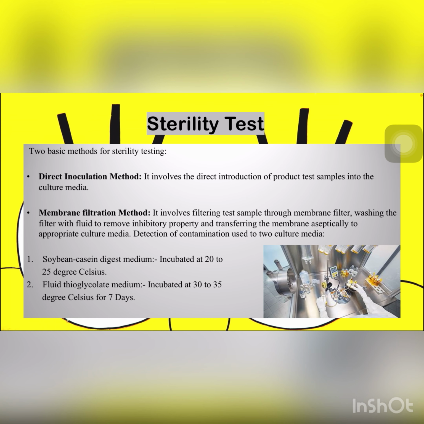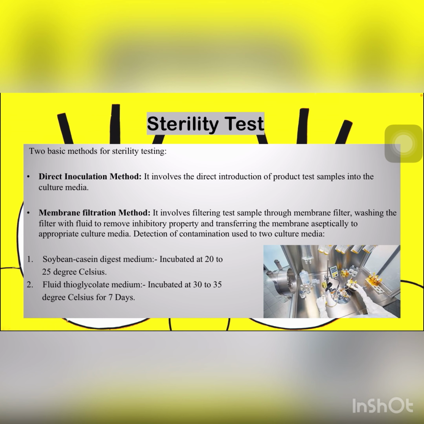The two basic methods for sterility testing are as follows. First is the direct inoculation method. It involves the direct introduction of product test samples into the culture media. Second is the membrane filtration method. It involves filtering the test sample through a membrane filter, washing the filter with fluid to remove inhibitory property, and transferring the membrane aseptically to appropriate culture media.